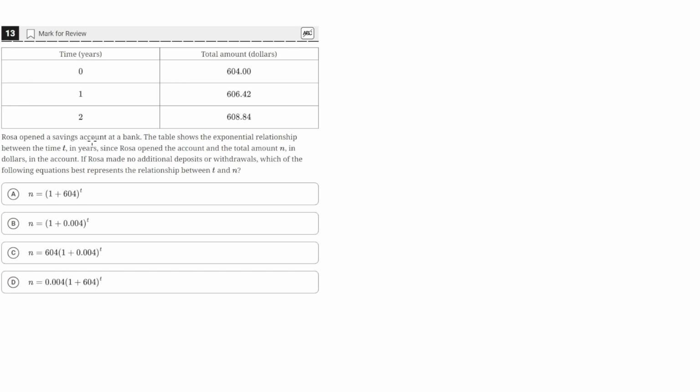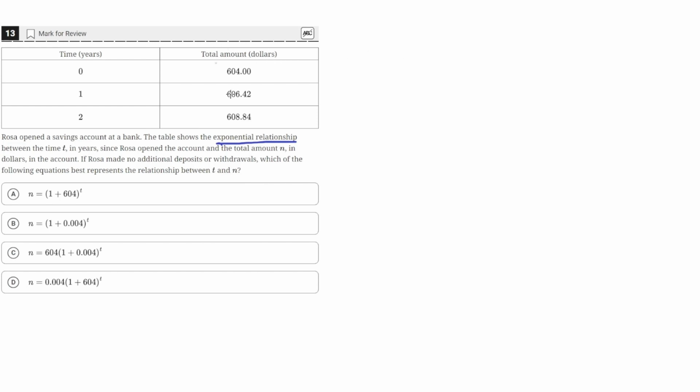So Rosa opened a savings account at a bank. The table shows the exponential relationship between time t in years since Rosa opened the bank and the total amount n in dollars in the account. If Rosa made no additional deposits or withdrawals, which of the following equations best represents the relationship between t and n?